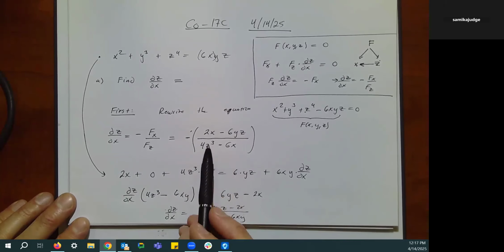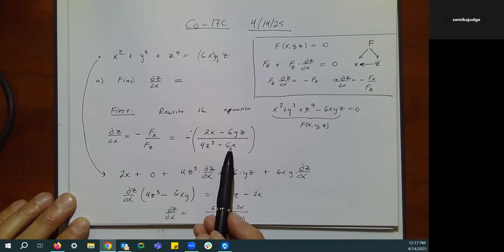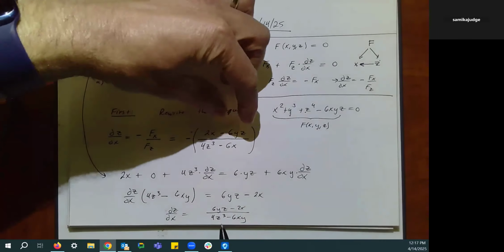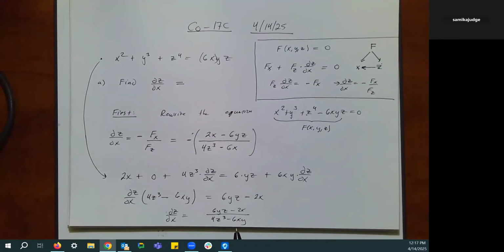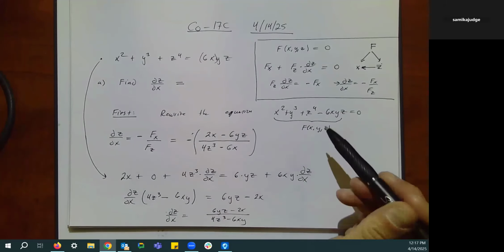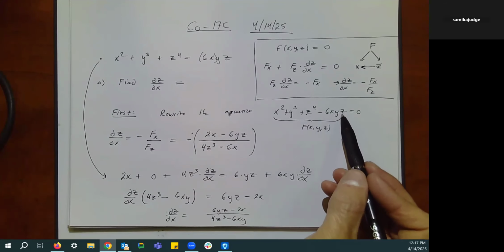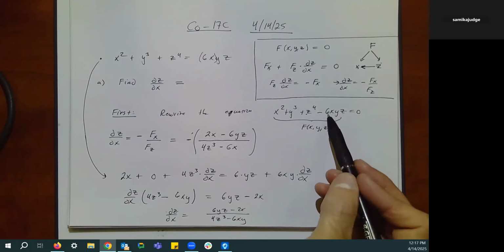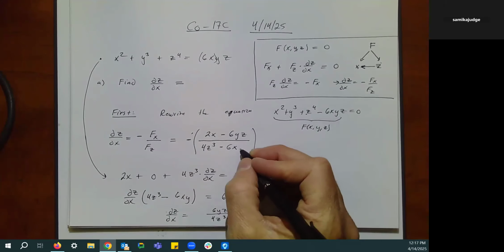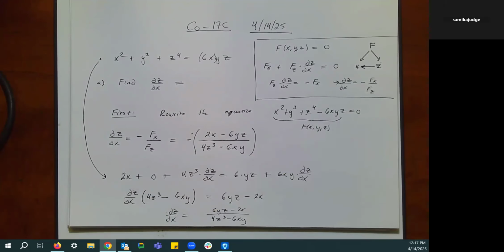Notably, the top is the same. We just would distribute the minus sign, right? That's a negative 2x plus a 6yz. But my bottom is a little bit wrong. I've got 4z cubed minus 6x here, 4z cubed minus 6xy there. Let's go back here. When I found fz, the partial of f with respect to z, oh yeah, I forgot to include the y there, right? The derivative of 6xyz with respect to just z should have been 6xy times 1. So there should be a y there. So it does pay to check your answer sometimes.